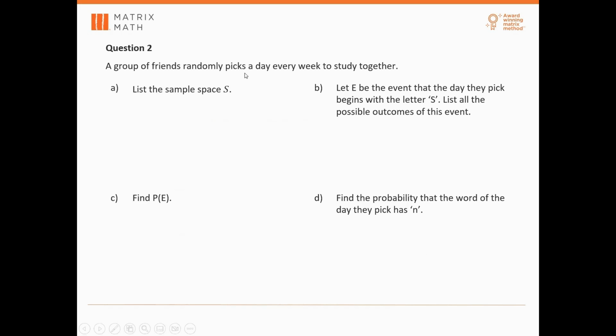A group of friends randomly picks a day every week to study together. So we have to list the sample space, so list down the days of the week, which is Monday all the way to Sunday.